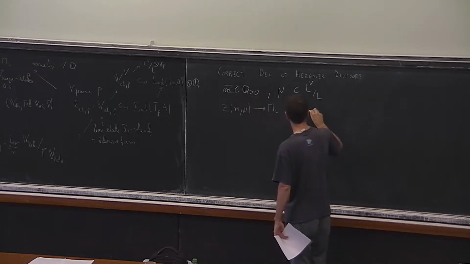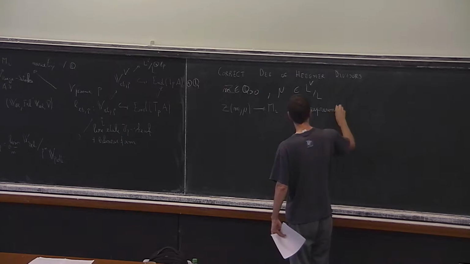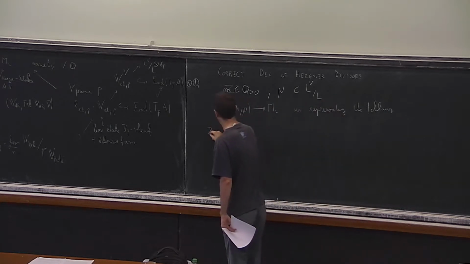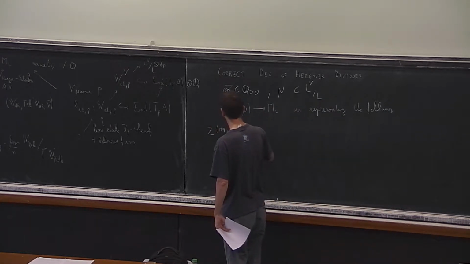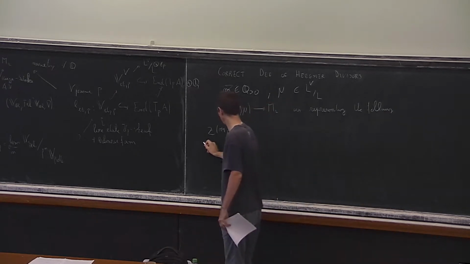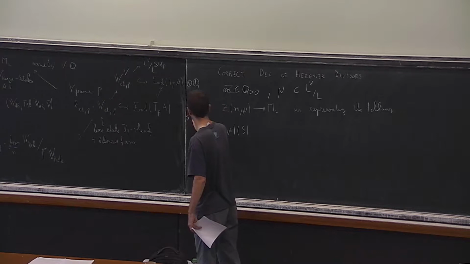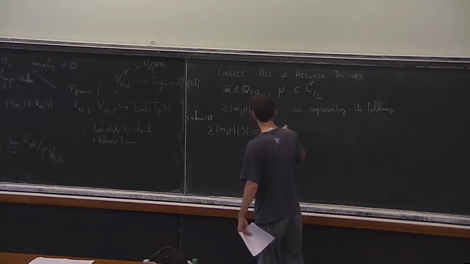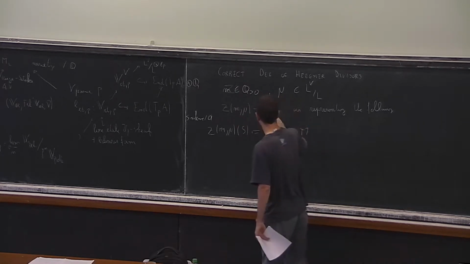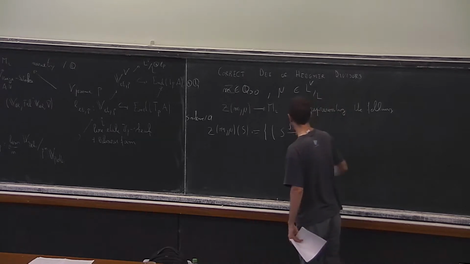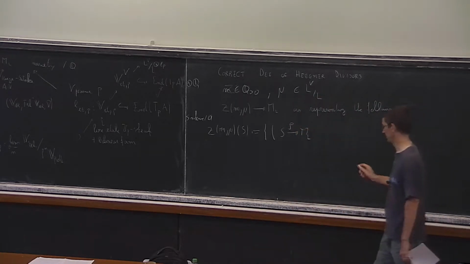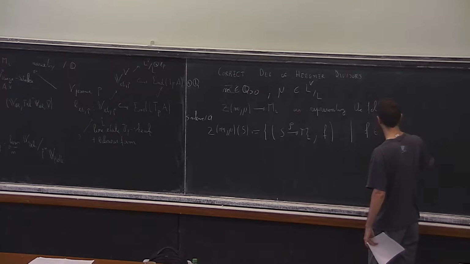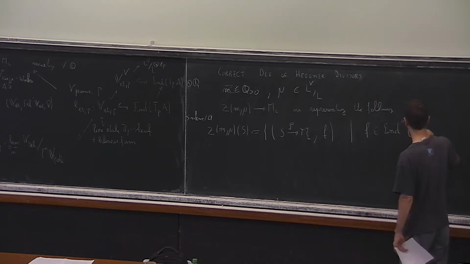M_L as the object representing the following. So Z(m, mu) of a scheme S, a scheme over Q, is the set of pairs. It should be a morphism over M_L. So the first piece of data is a morphism from S to M_L as schemes. And then I have an f with the property that f is a special endomorphism.